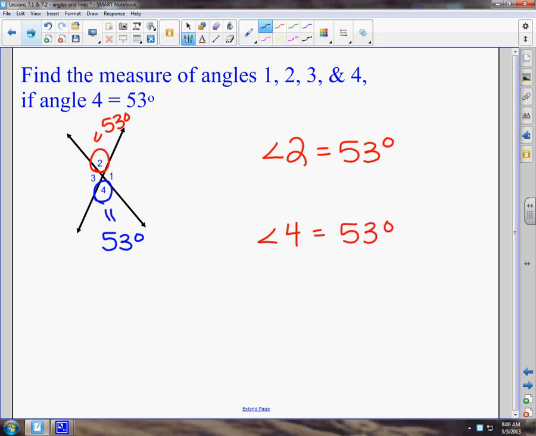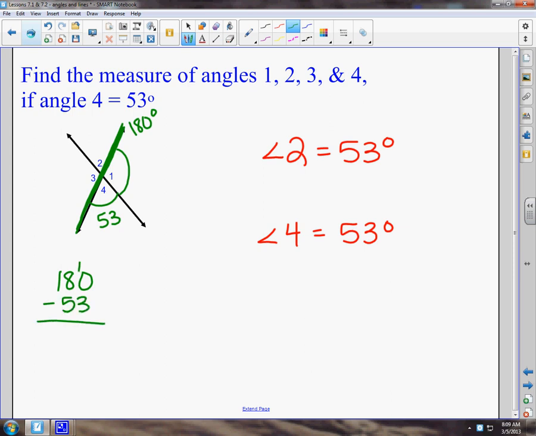So now I have to find out my other two. Well, if I erase this, and if I highlight this area right here, look at this line right there. What is that line? Well, that is a straight angle, which equals 180 degrees. So I know that angle 4 is 53, and I have to add it to angle 1 and then I should get 180 degrees. So I'm going to take 180, I'm going to minus 53. So then I get 127.